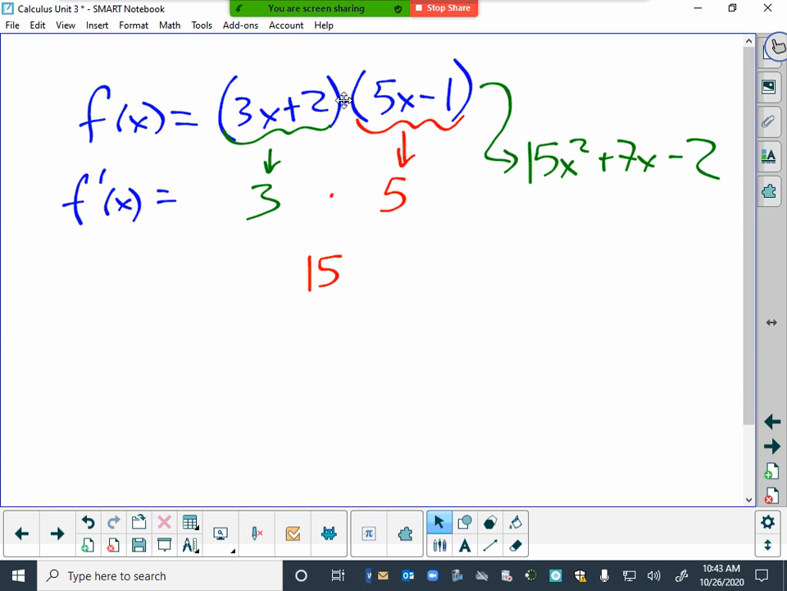And if we looked at the derivative of this over here, we know that what we should get as an answer is 30x plus 7, and that is very definitely not 15. So the same kind of thing that worked for addition and subtraction does not work for multiplication. If it doesn't work for multiplication, it's not going to work for division either, because multiplying and dividing are basically the same thing.